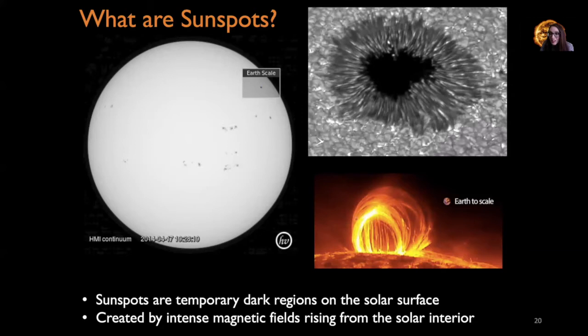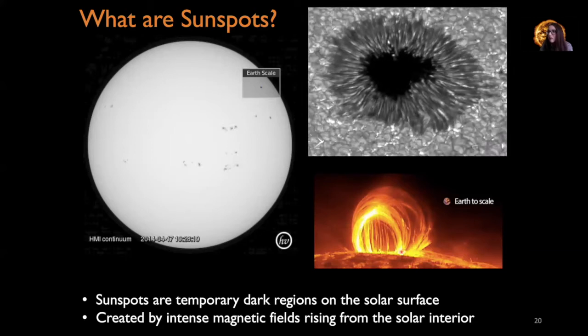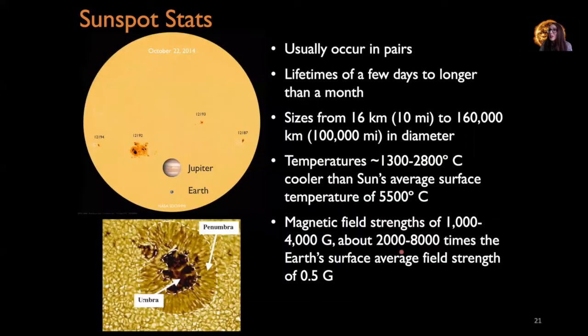And so these giant loops of magnetism attached to the sun's surface at the foot points of each one of these is where you will find a sunspot. So sunspots usually occur in pairs because you have this rope of magnetism attached to the sun's surface. One foot point of that rope is one sunspot, the other foot point is another. The lifetime of sunspots ranges from a few days to longer than a month, and their sizes vary from about 10 miles in diameter to 10,000 miles in diameter.